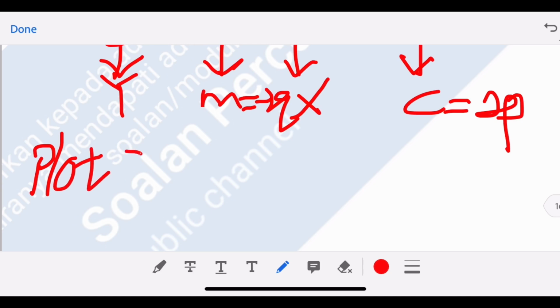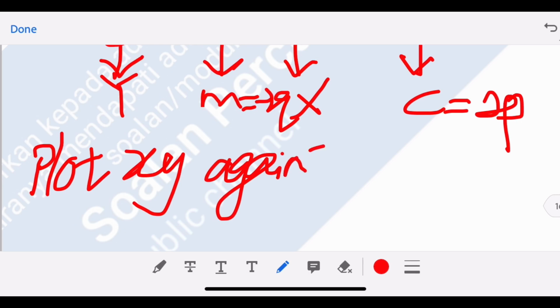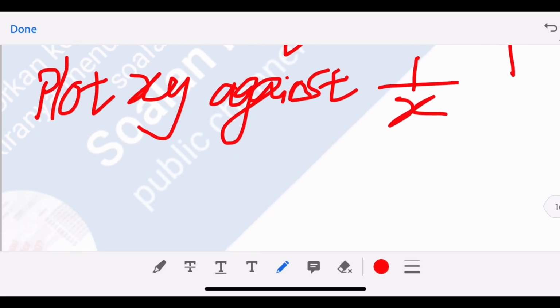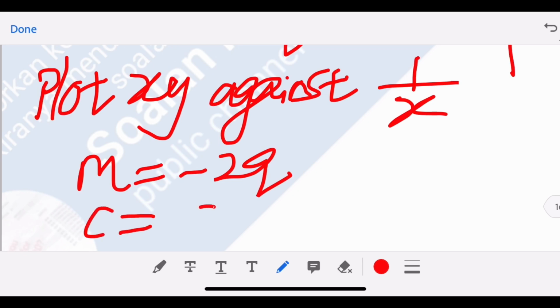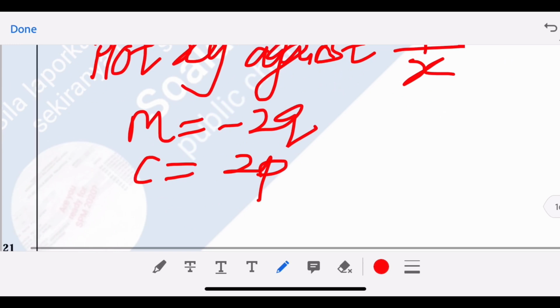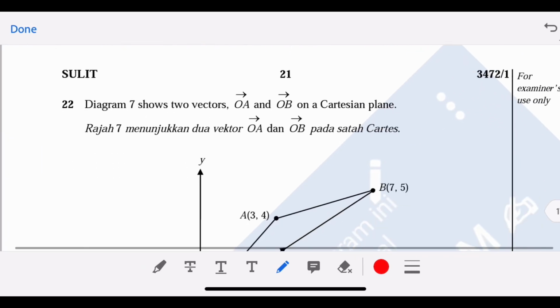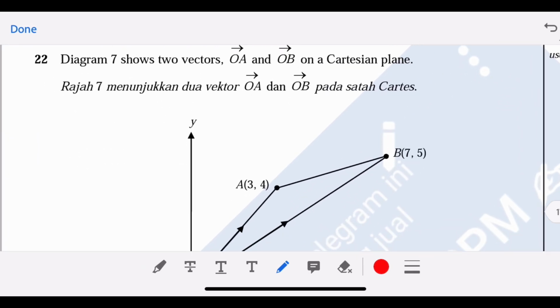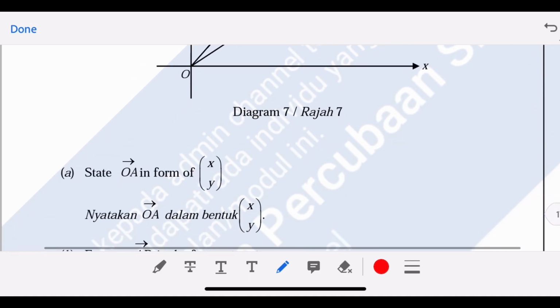So you have to plot the vertical axis as xy against 1 over x, and the gradient you obtain is negative 2q, and the y-intercept is 2p. So this is how you plot a straight line so that you can solve for your constants, by comparing with the gradient and the y-intercept.